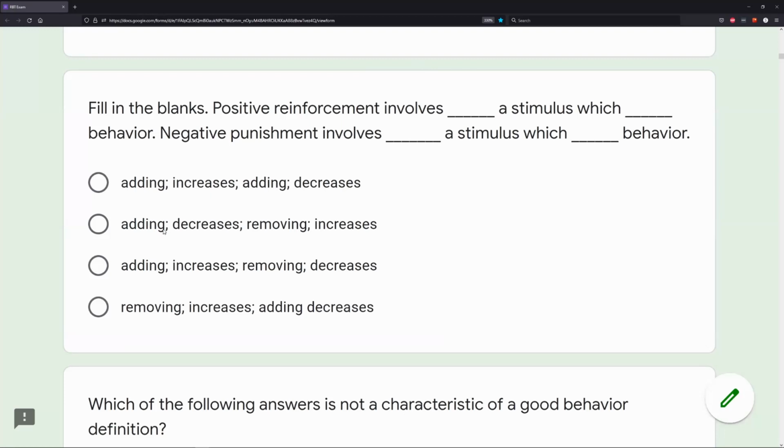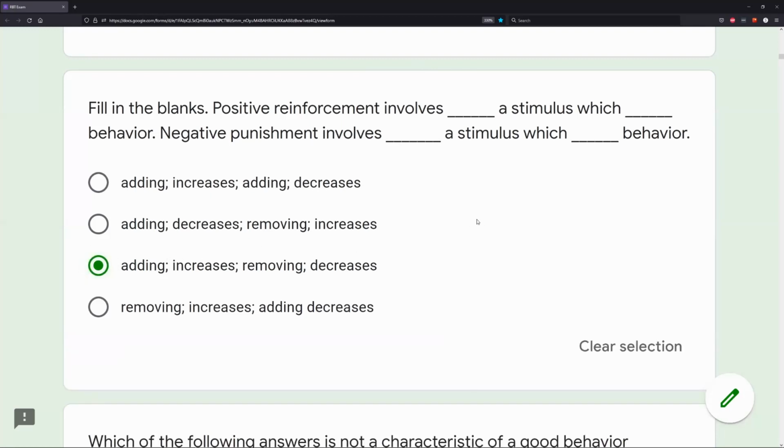B, positive reinforcement involves adding a stimulus which decreases behavior. No, because reinforcement increases, not decreases. Eliminate B. C, positive reinforcement involves adding a stimulus which increases behavior. Negative punishment involves removing a stimulus which decreases behavior. That's what we're looking for. This is the correct answer, okay?